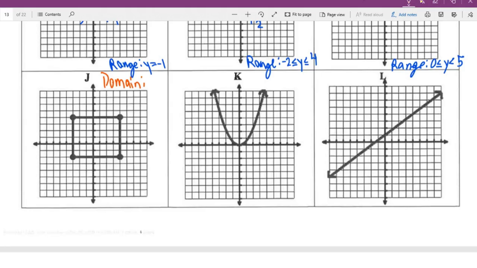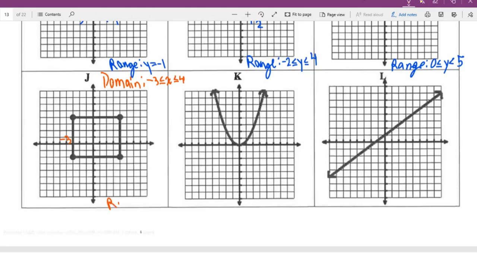The domain, 0, -1, -2, -3 is less than or equal to x, 0, 1, 2, 3, 4 is less than or equal to 4. We see that there are no open circles here, so they are included. -3 and 4 are included.